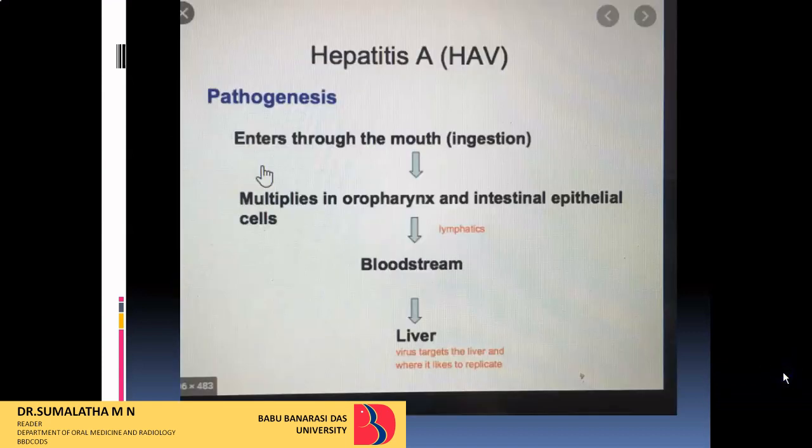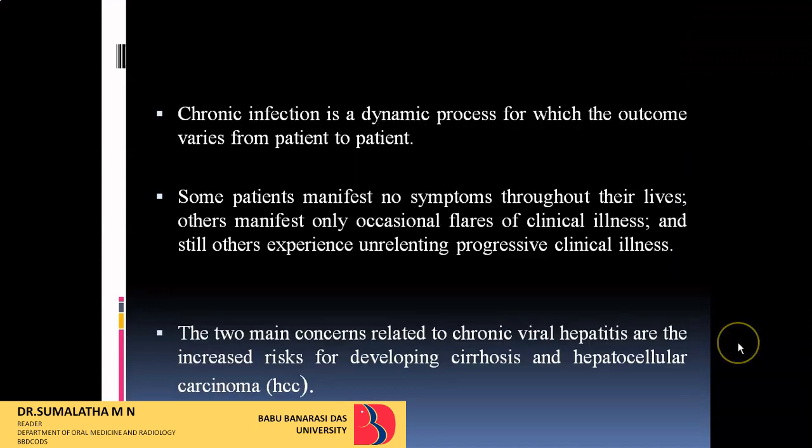So this is a schematic diagram showing the pathogenesis of hepatitis A virus. It enters the body through the mouth and multiplies in the oropharynx and intestinal epithelial cells, then enters into the bloodstream and then targets the liver, where it can replicate.